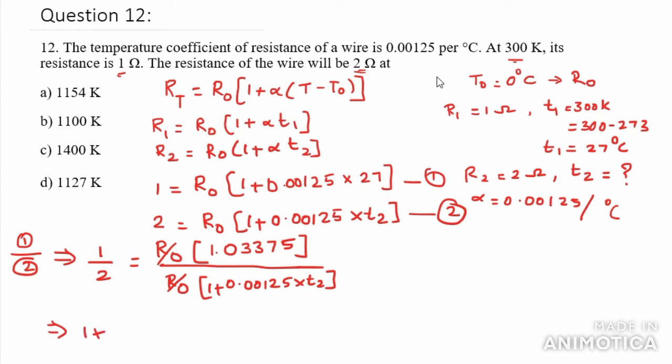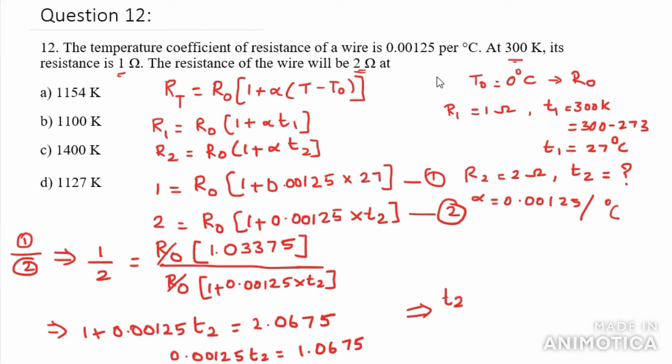So cross multiplying, 1 plus 0.00125 T2 is equal to 2.0675, and from this we get 0.00125 T2 is equal to 1.0675. When you calculate the value, T2 comes as 854 degree Celsius, and the answers are given in Kelvin. So when you convert it into Kelvin, 854 plus 273, it comes around 1127 Kelvin. So the correct option is D.